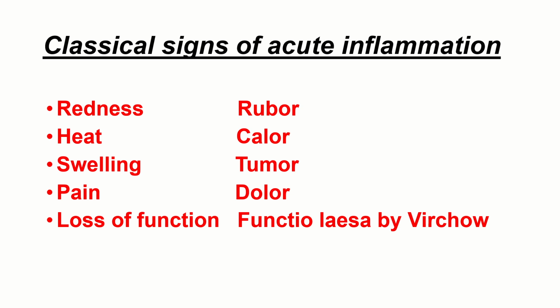What are the classical signs of acute inflammation? We have 5 main classical signs: rubor, that is redness; calor, that is heat; tumor, that is swelling; dolor, that is pain; and functio laesa, that is loss of function. So whenever you are seeing any abscess anywhere in the body, you will see these 5 signs.